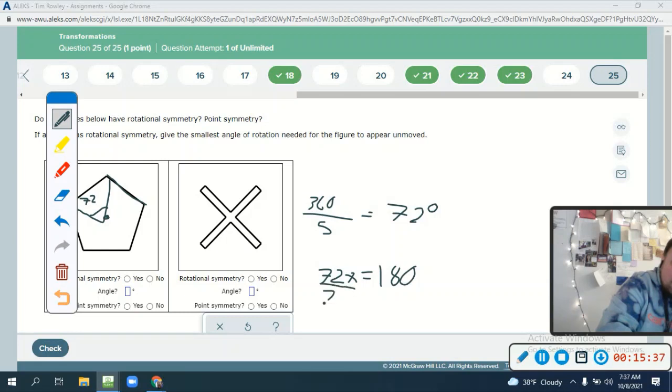Divide both sides by 72. I'm going to do that math right here. I'm doing it on my phone. What do we get? 180 divided by 72 equals 2.5. Nope, there's no whole number. It can't just rotate. It has to only half rotate. So because of that, no, that's not going to have point symmetry.